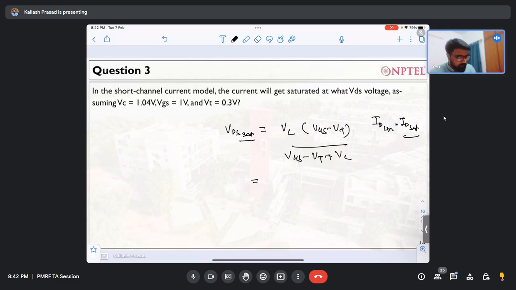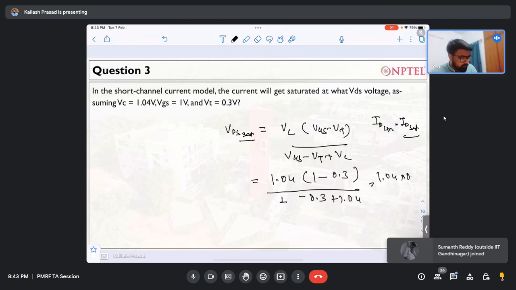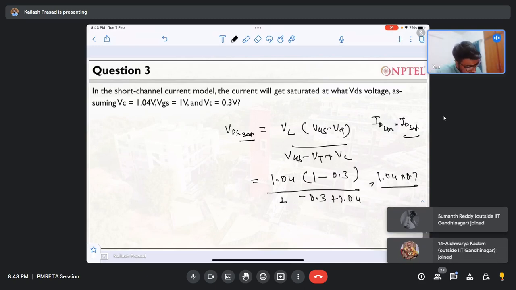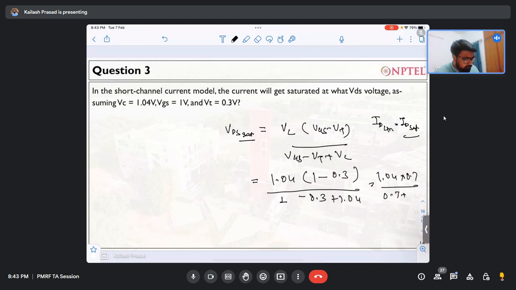I will just put the values. There is 1 minus 0.3. VS, the source, is 0. VGS is given as 1, then minus 0.3 VT plus 1.04. So this will be 1.04 multiplied by 0.7, where 1 minus 0.3 is 0.7, plus 1.04 times 0.7 plus 1.04. Let me just put it into the calculator. So this will come around 0.418. Is this correct? Yes, yes. Very easy question.